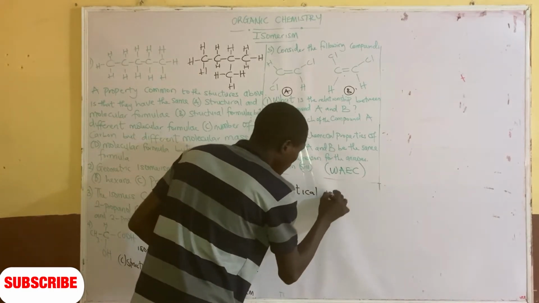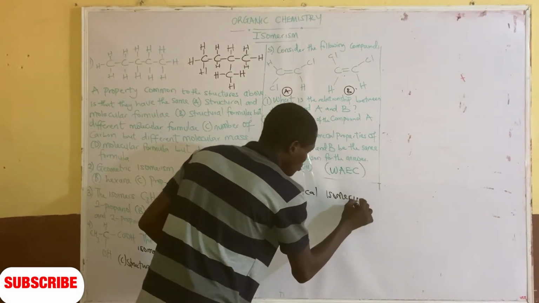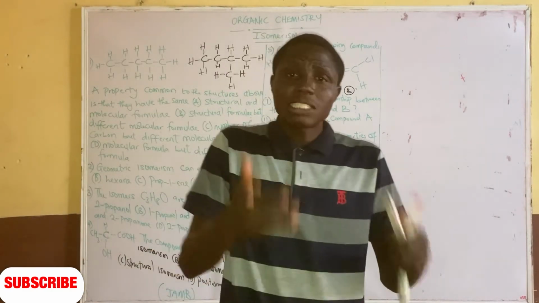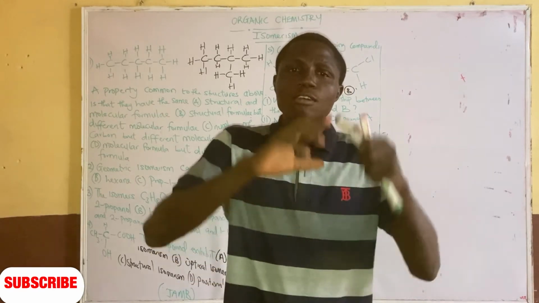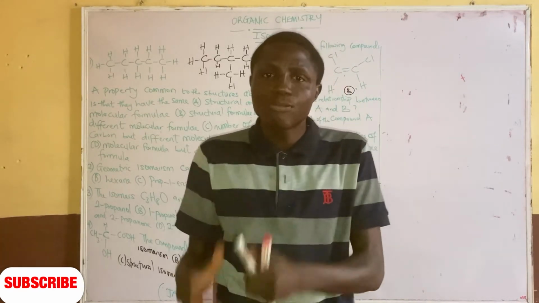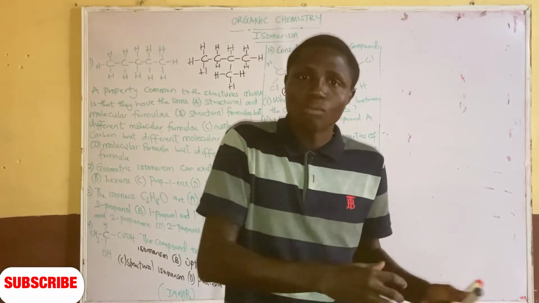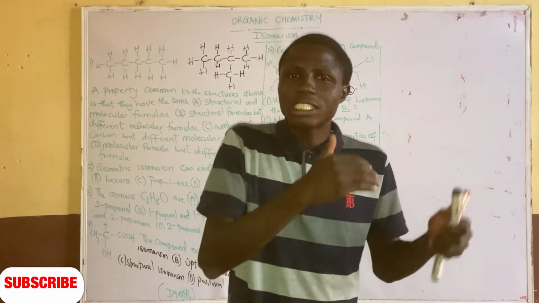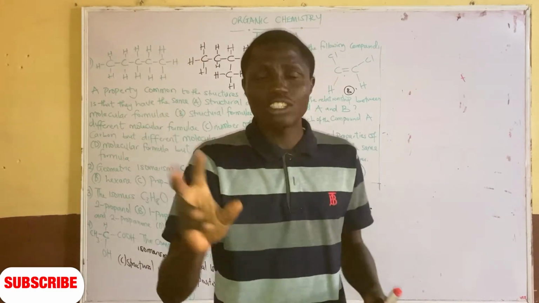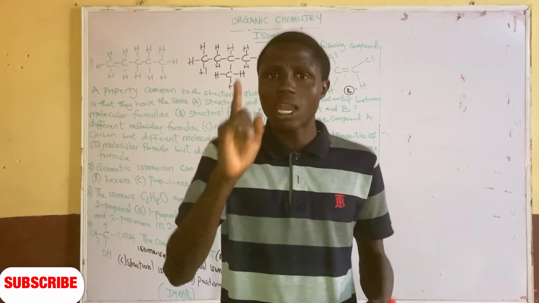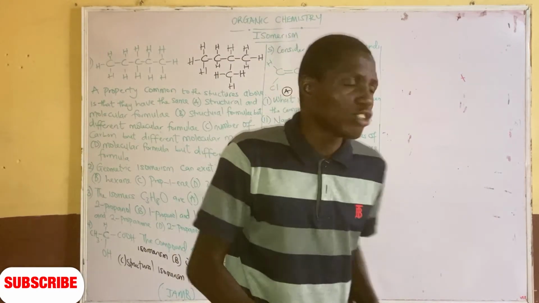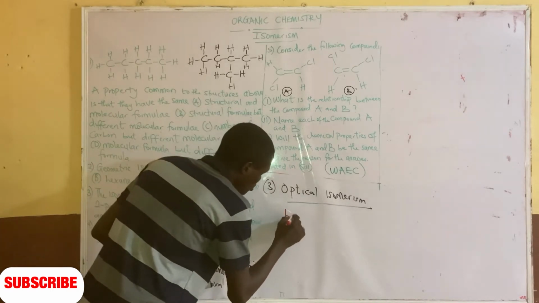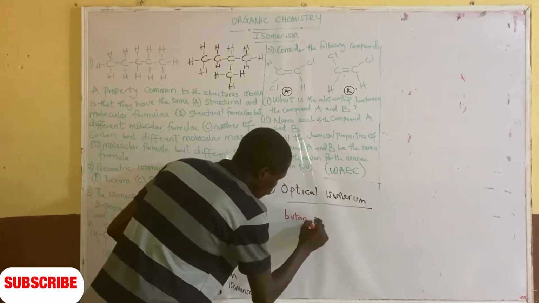Optical isomerism. When I'm talking about optical isomerism, what do you mean by optical isomerism? Optical isomerism is observed in molecules where 4 different atoms or 4 different groups of atoms are attached to a single carbon, to only one carbon. We have optical isomerism. For instance, when you are talking about butan-2-ol.